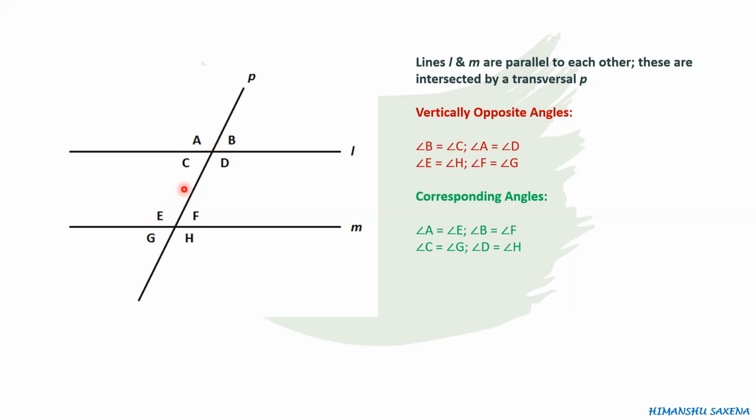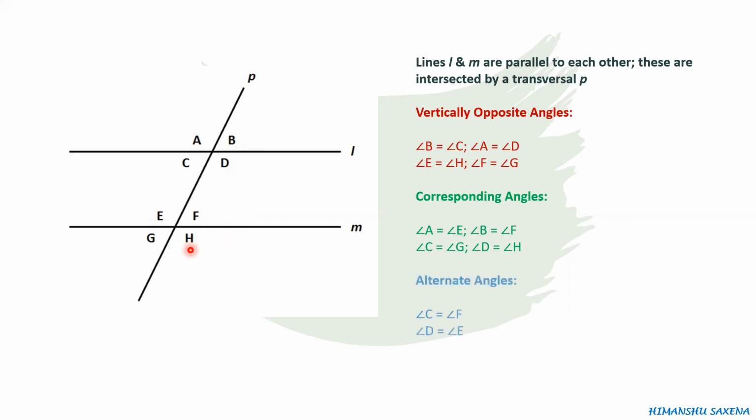So corresponding angles are equal to each other. A and E are corresponding angles, C and G are corresponding angles, B and F are corresponding angles. Similarly, D and H are corresponding angles, and corresponding angles are equal to each other.